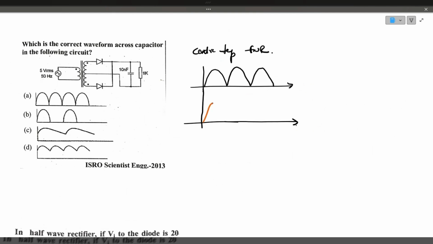So the capacitor charges and discharges, charges and discharges. Okay, so the output is, see here, 3 half cycles, 1, 2, 3, so 3 ripples will be there. So here we have to consider the answer as option D. This is the answer. This cannot be the answer because this is for half wave rectifier. Half wave rectifier with capacitor filter, not for full wave rectifier. This one is for full wave rectifier.